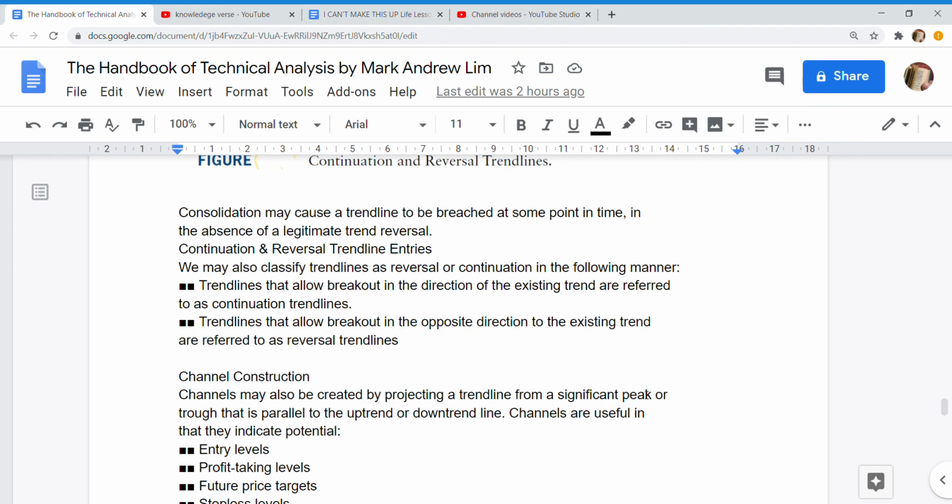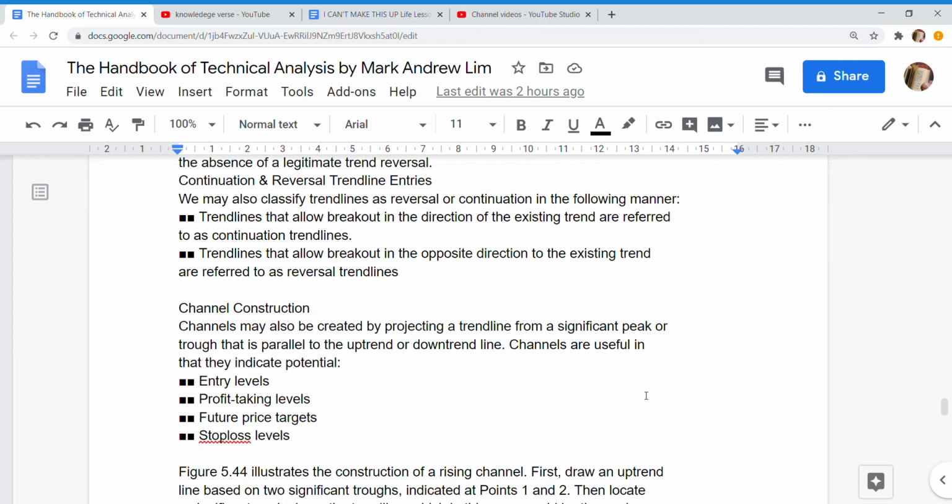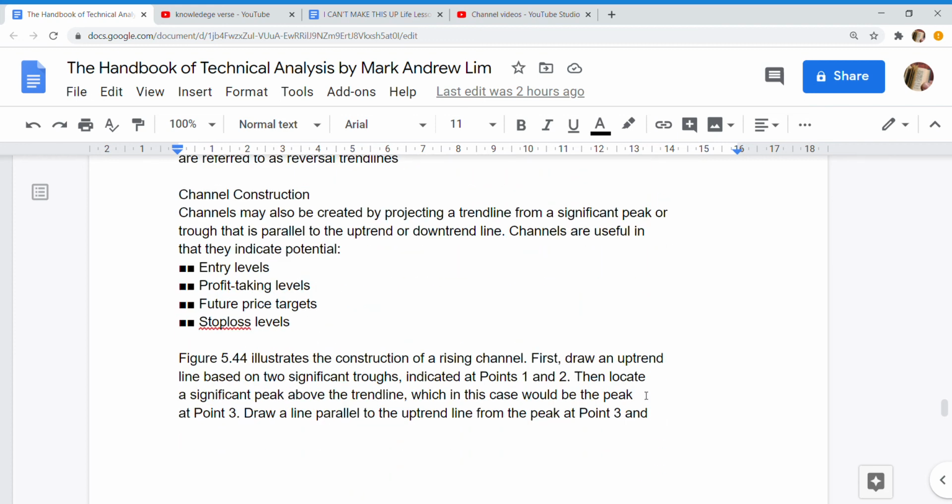We may also classify trend lines as reversal or continuation in the following manner. Trend lines that allow breakout in the direction of the existing trend are referred to as continuation trend lines. Trend lines that allow breakout in the opposite direction to the existing trend are referred to as reversal trend lines. Channel construction. Channels may also be created by projecting a trend line from a significant peak or trough that is parallel to the uptrend or downtrend line.